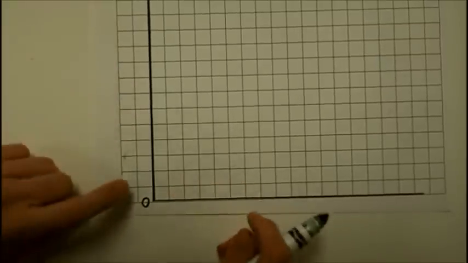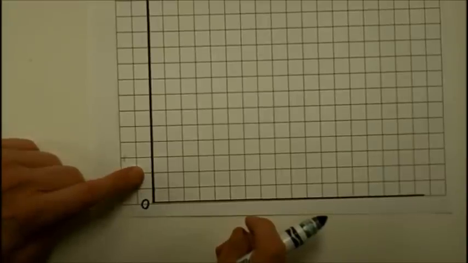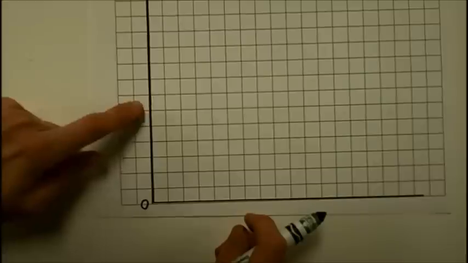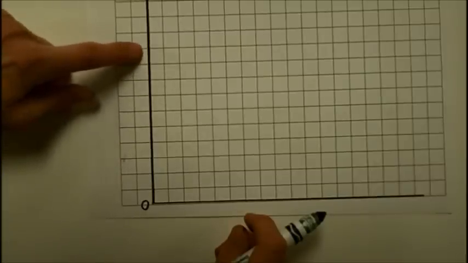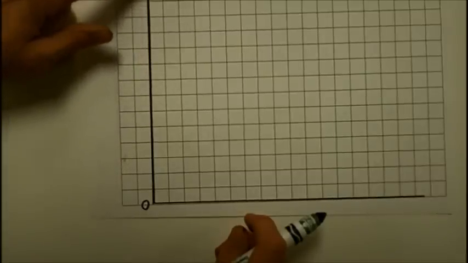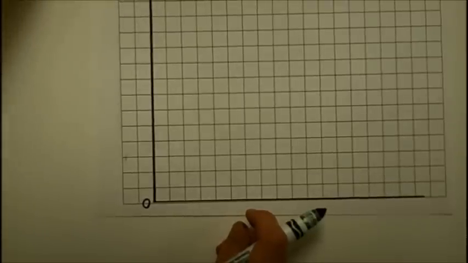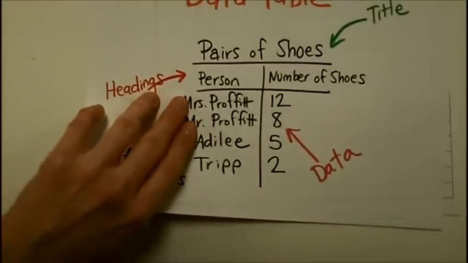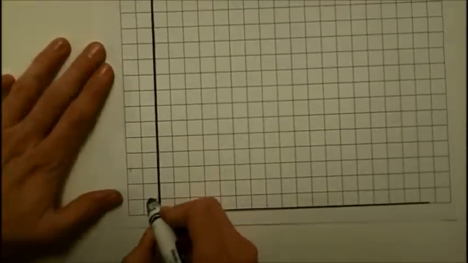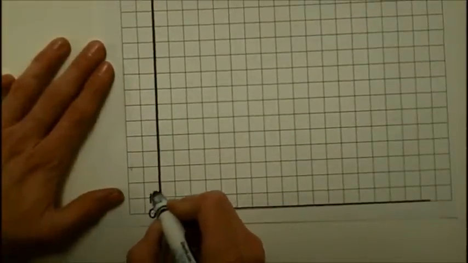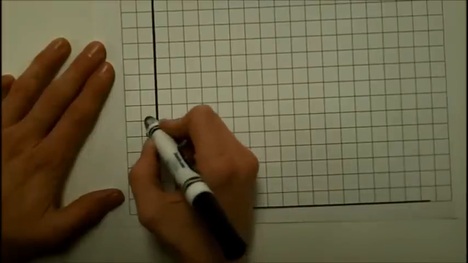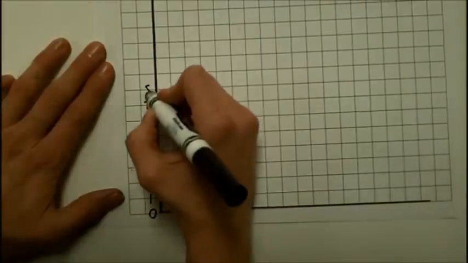So 0, let's see if ones will fit. 1, 2, 3, 4, 5, 6, 7, 8, 9, 10, 11, 12, 13, 14, 15, 16. Well, if you look back at my data, my biggest amount of shoes was 12. So 16 will definitely be fine. So I'm going to go ahead and count by ones. I'm going to notice that I'm putting the numbers on the lines.